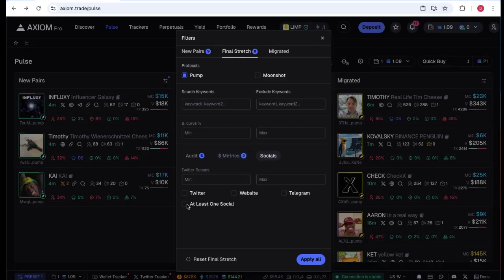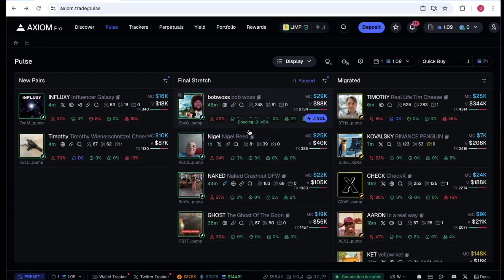I come over here to socials and I just hit at least one. I'm gonna apply that. Now let's look. 4 tokens in my curve now that's considered final stretch that I can snipe into. Now what do you see? The volume is always higher. Volume higher, volume higher. These are good tokens, and we're gonna really open up all of these.